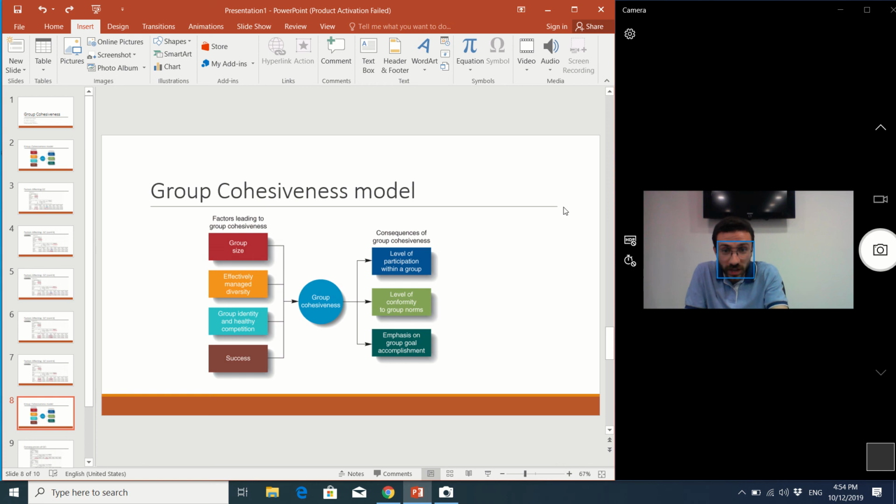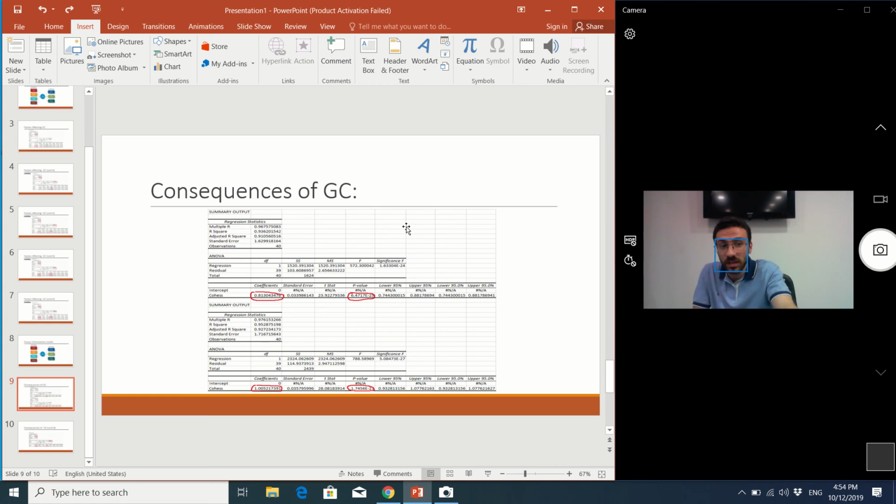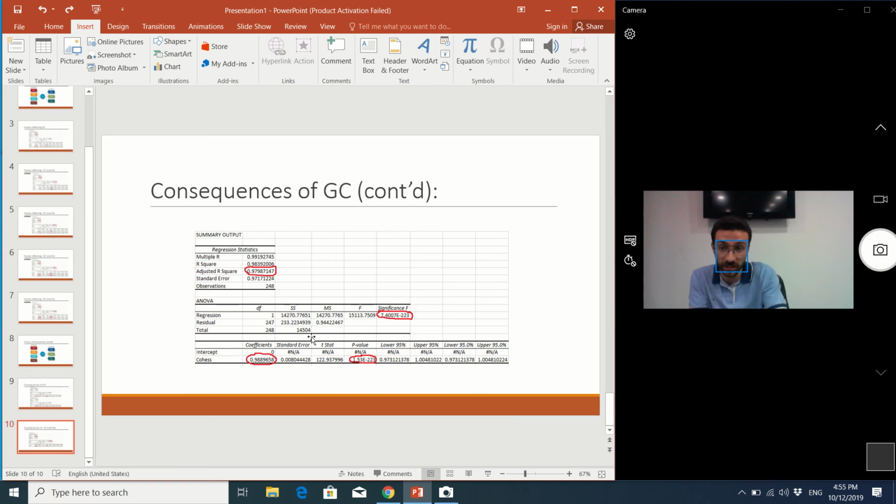Now moving on to the consequences of group cohesiveness. No matter the group size, we always come to the same conclusion that group cohesiveness leads to the consequences. It positively affects the consequences, because the coefficients are always positive, and the p-value of cohesiveness for each consequence is in fact included in the level of significance. This is the model for the emphasis on group goals. This is the model for the conformity to group norms. And this is finally the model for participation.